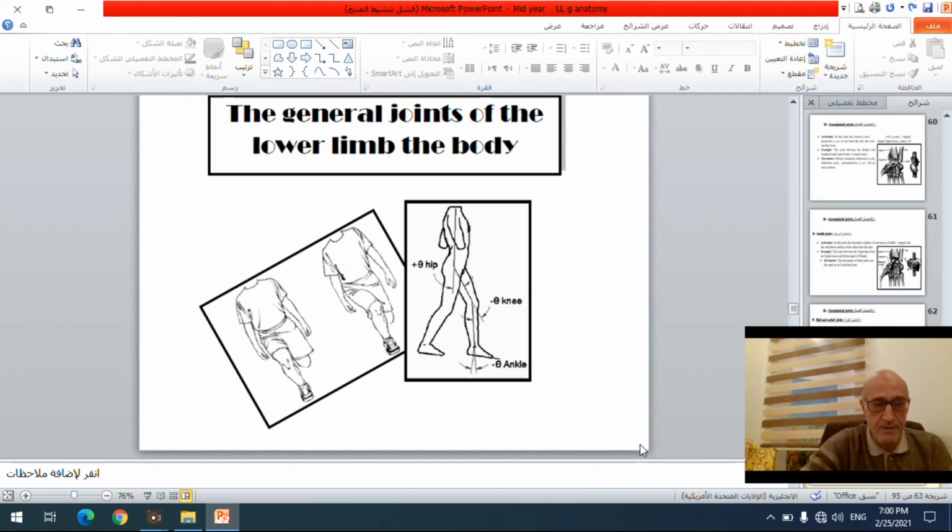These are the joints of the body. The second lecture will be on the general joints of the lower limb of the body.